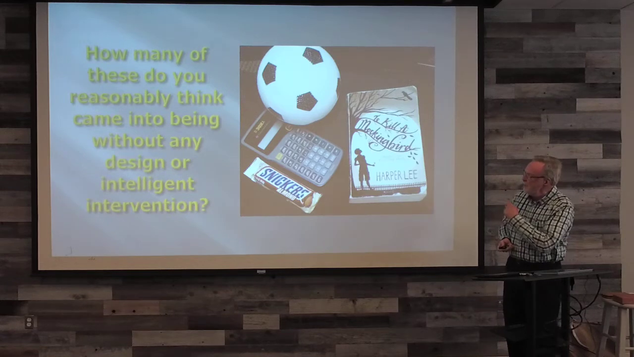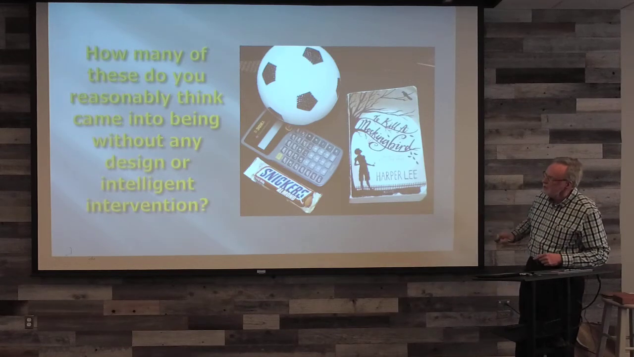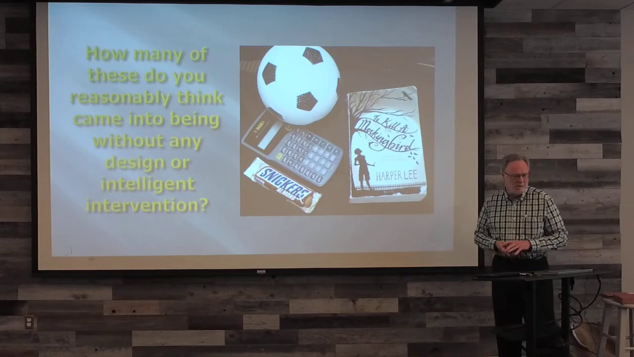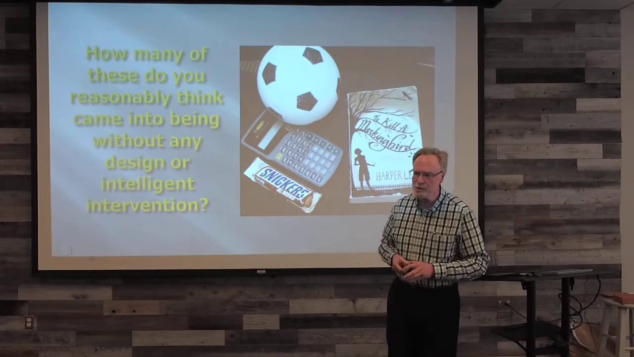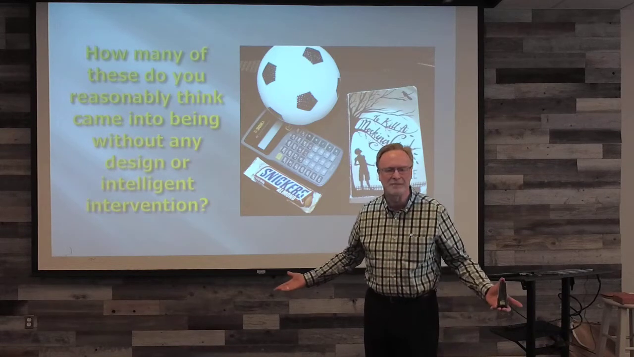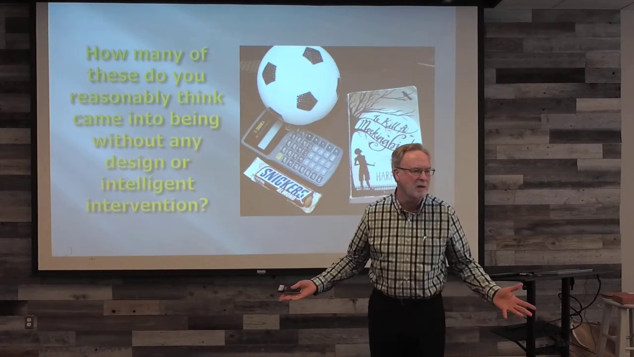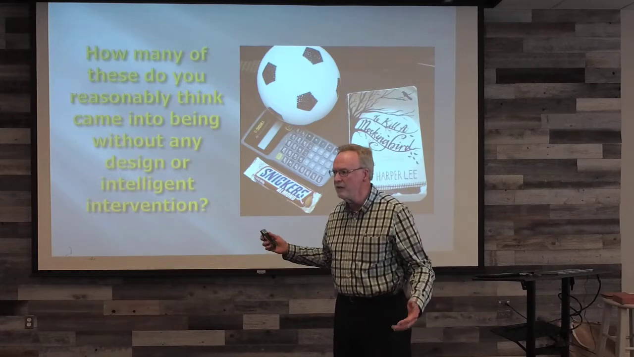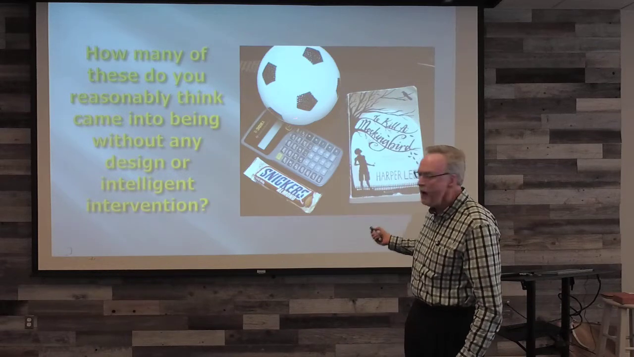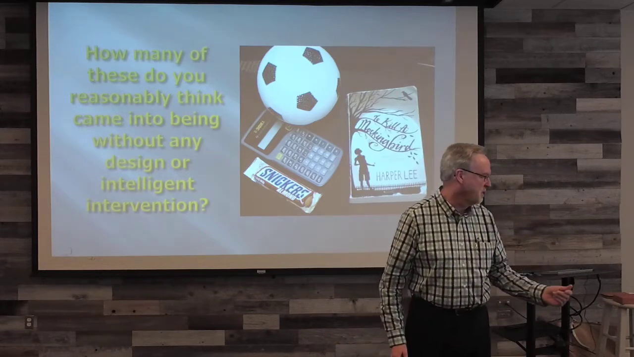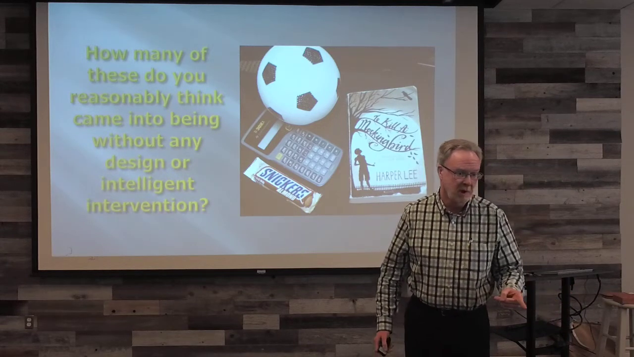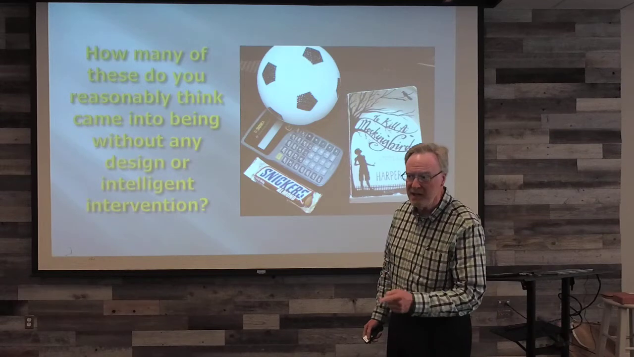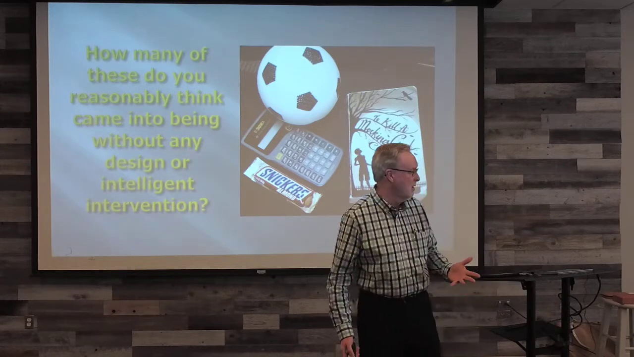But of those four things of varying complexity, how many do you reasonably think came into being without any intelligent design intervention? Zero. There's nobody in here who thinks that any of these things happened to come about without somebody's careful design. Now, you may not know who, and you don't have to. You may not know exactly how they did it, and you actually don't have to at the moment.